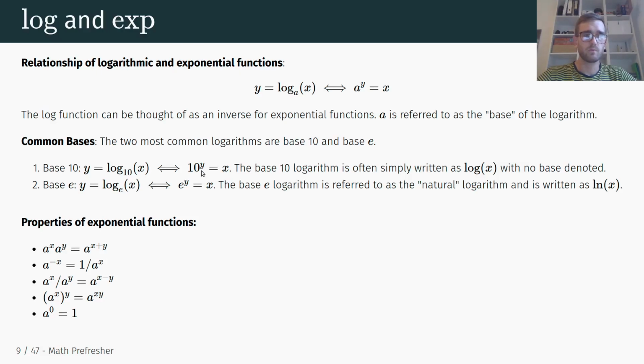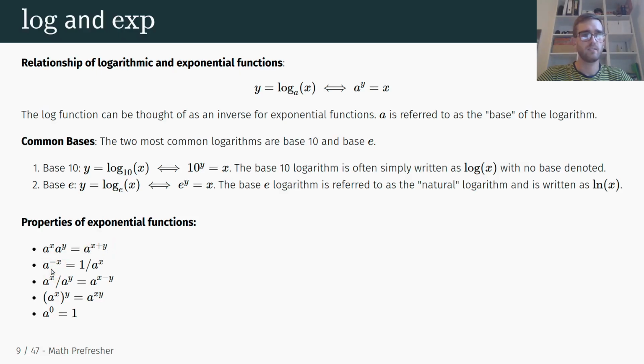There are a couple of important properties of exponential functions to keep in mind. I'll just go through them real quick. So if we have two exponents with the same base, a to the power of x times a to the power of y, then we can summarize these by adding the two exponents. So this is equal to a to the power of x plus y.